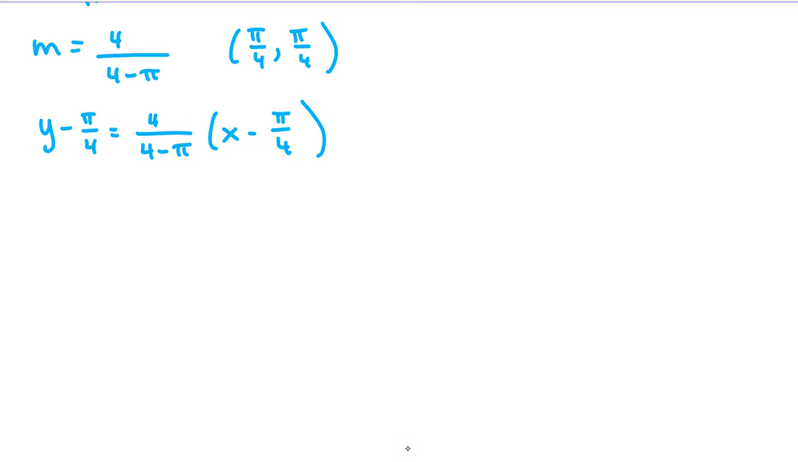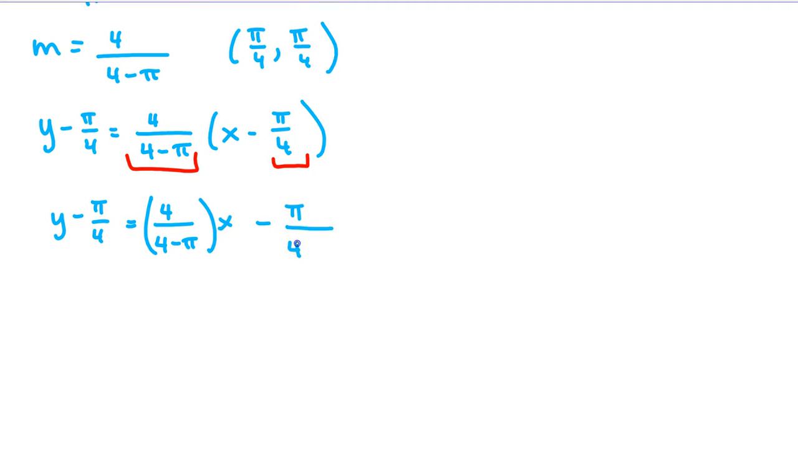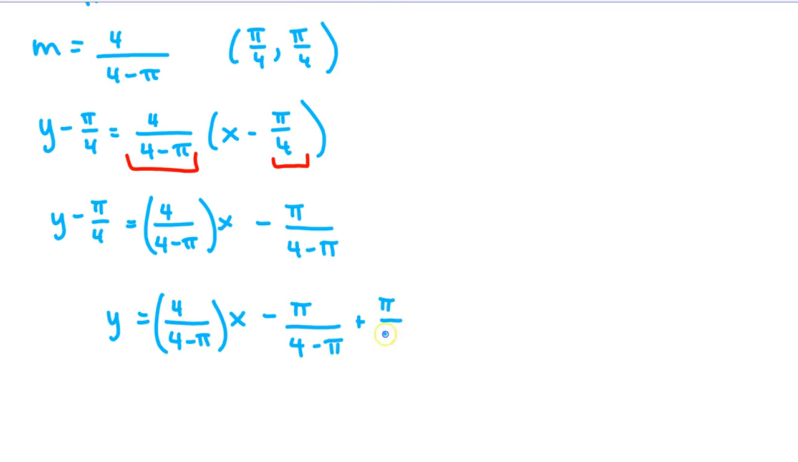Let's see here. We could distribute. So we have 4 over 4 minus pi times x minus, okay, now we're about to multiply this by this, and notice there's a 4 on the top and a 4 on the bottom, so we'll cancel those, leaving us with pi over 4 minus pi. And then we need to add the pi over 4 to both sides. So if y equals 4 over 4 minus pi times x minus pi over 4 minus pi plus pi over 4.